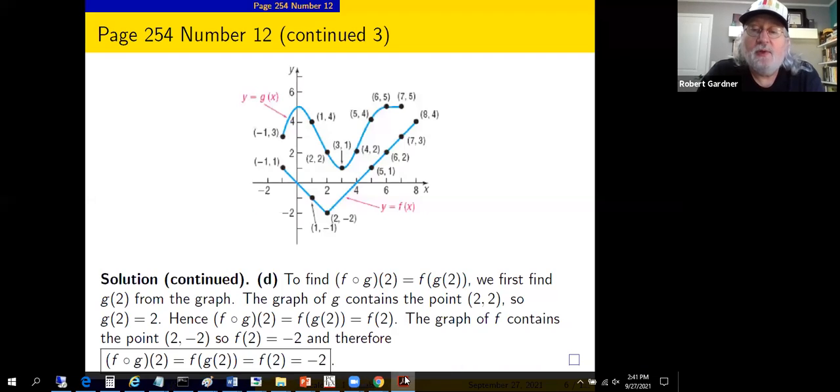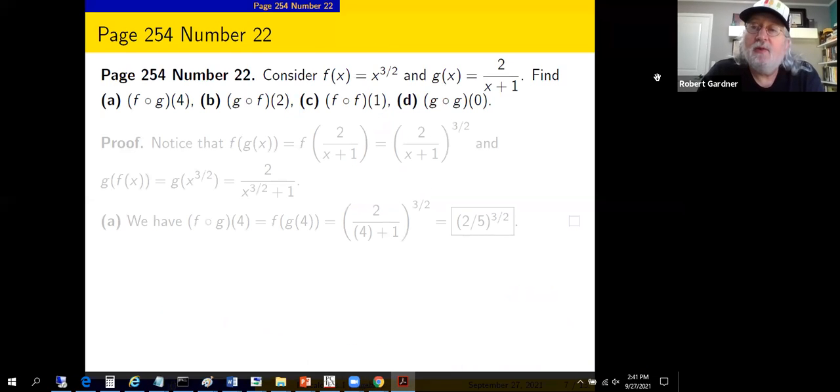I guess we're just running through a list of problems here. Let's look at another one. Okay, given two functions f and g, do the same type thing. So this time they've given us formulas instead of giving us graphs. But they're formulas in terms of the variable x.